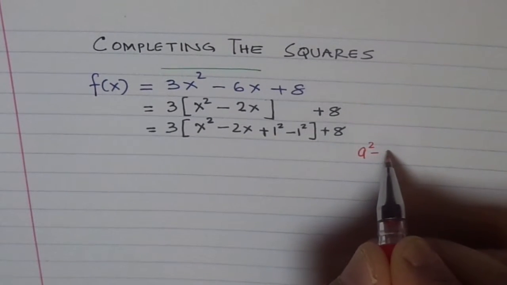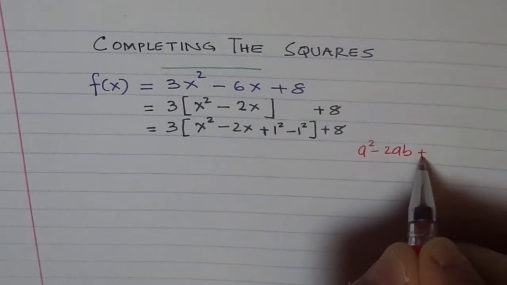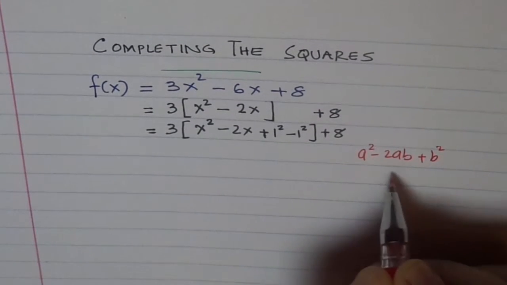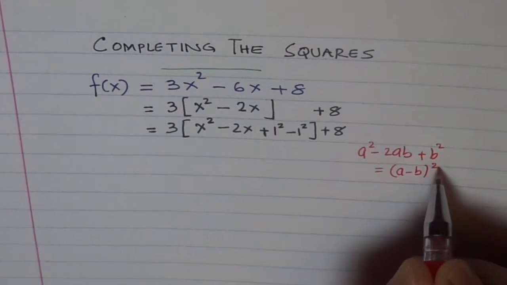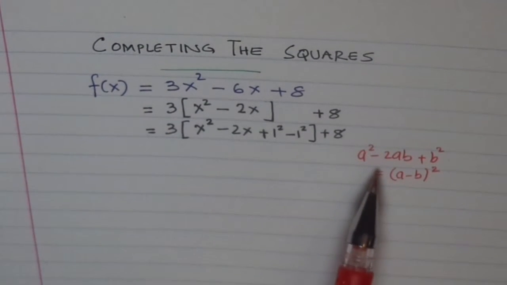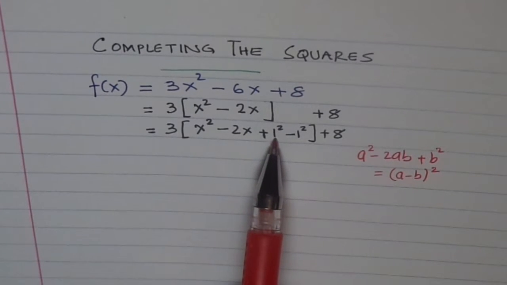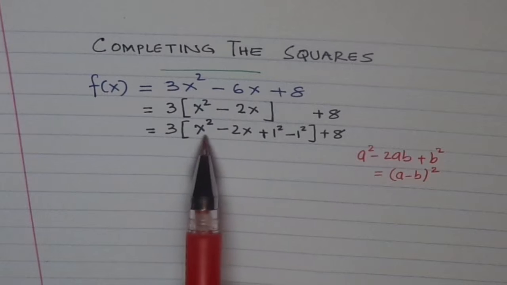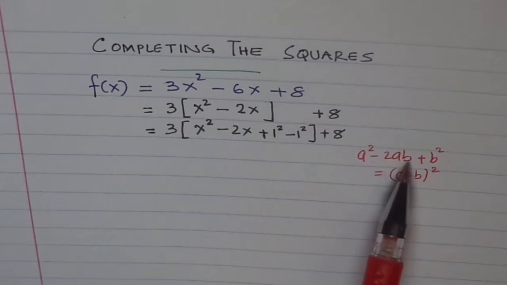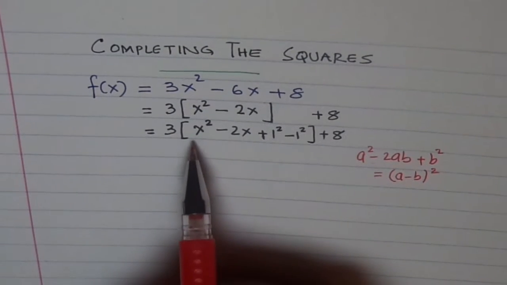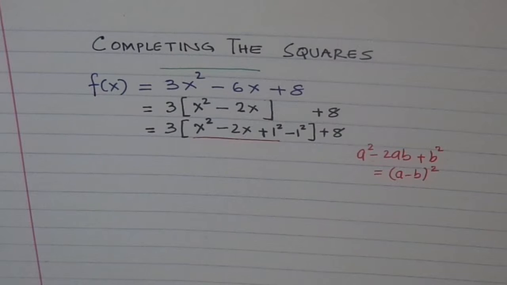What is a squared minus 2ab plus b squared equal to? It is (a minus b) whole squared. You remember that? So what we have here is a squared, and that's a b squared. And the middle term is 2 times a and b, do you see? Minus 2. So once it is like this, we can factor these 3 terms and write it as a perfect square. Do you see that?